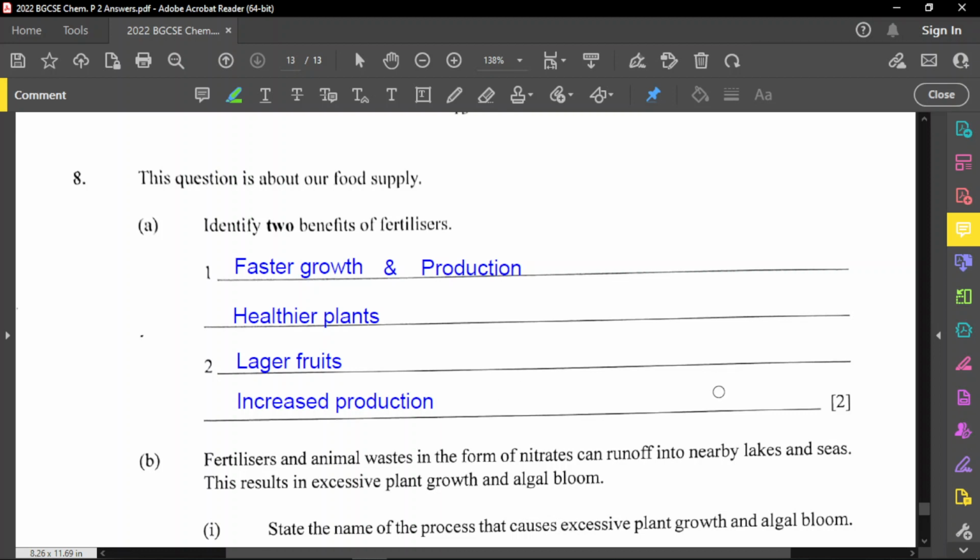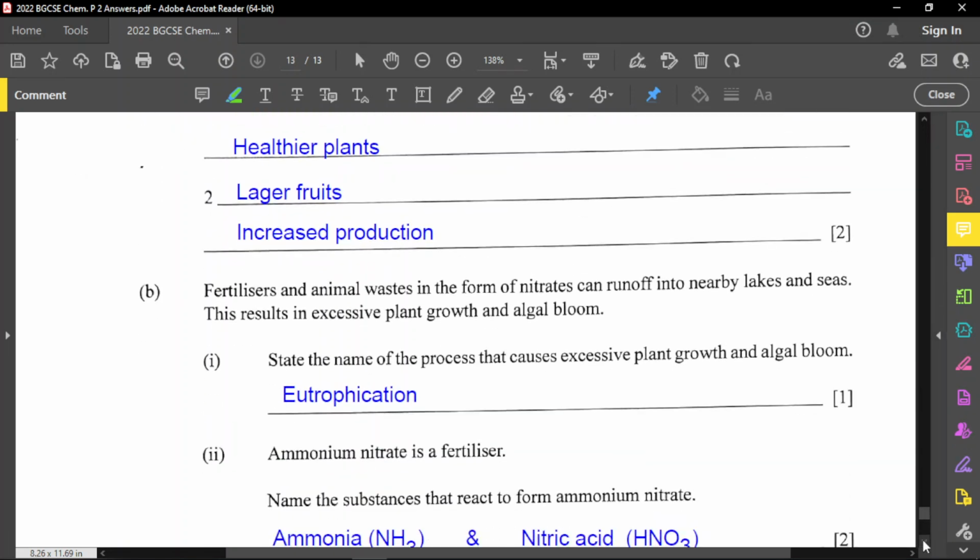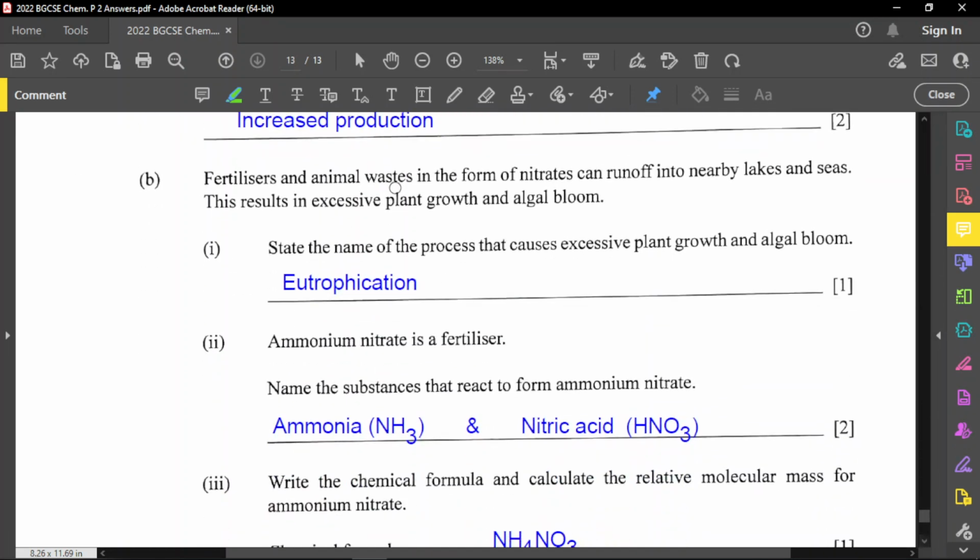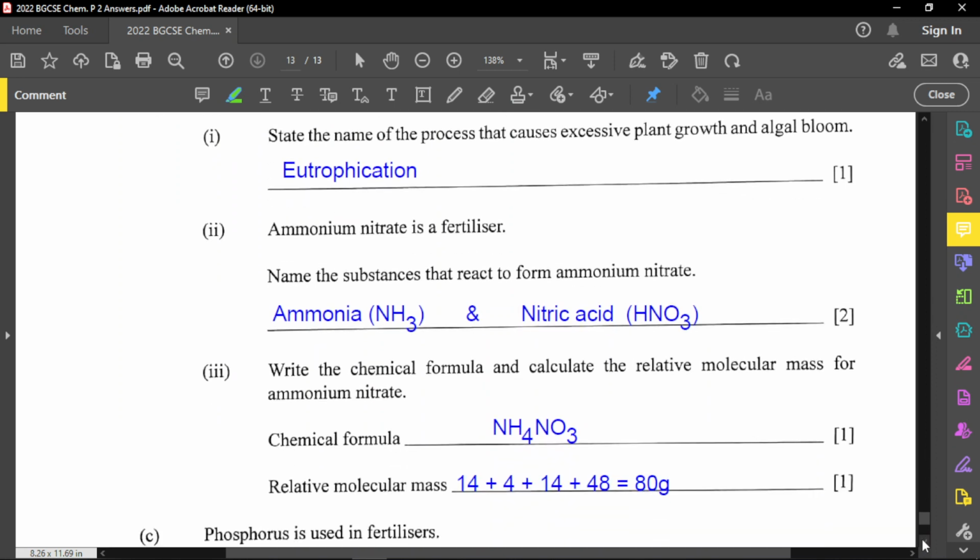All right. Now for part B, it's a fertilizers. Let me just go up before I start reading that. For part B, it's a fertilizers and animal waste in the form of nitrates can run off into nearby lakes and seas. This results in excessive plant growth and algal bloom. State the name of the process that causes excessive plant growth and algal bloom, and this is called eutrophication. All right, and you can go and read up on that to make sure you understand exactly what it is.